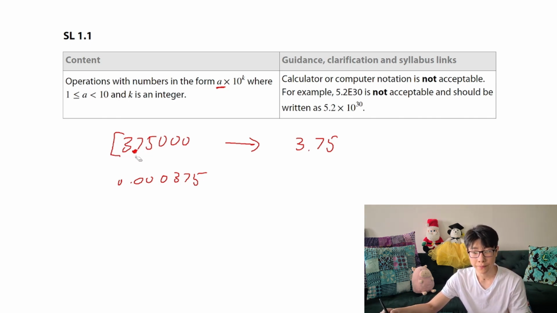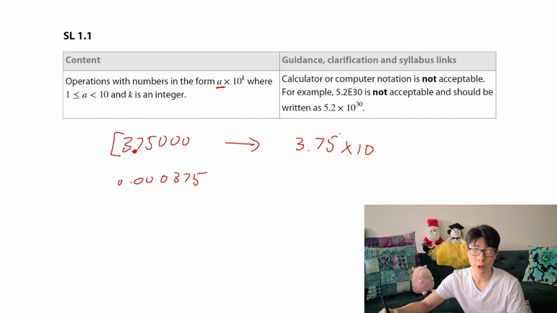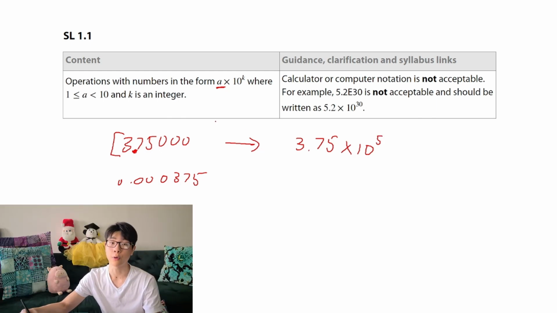So if we put it here, now we want to imagine how many places we need to move the decimal place, or how many multiples of 10 we need to multiply this number by in order to get back to the original number, because obviously this is not the same as this. But if we multiply this number by 10 to the power of something, and in this case it's going to be 10 to the power of 5, and I'll show you why in a sec, now they will be equal.